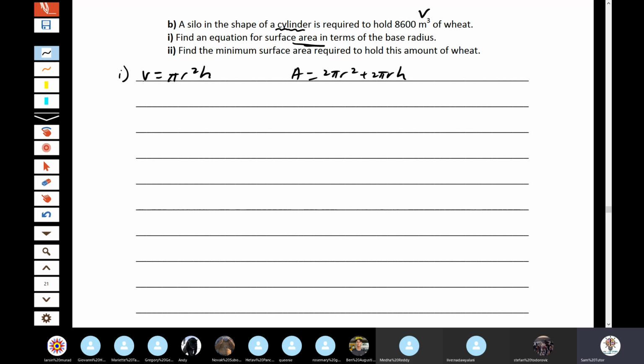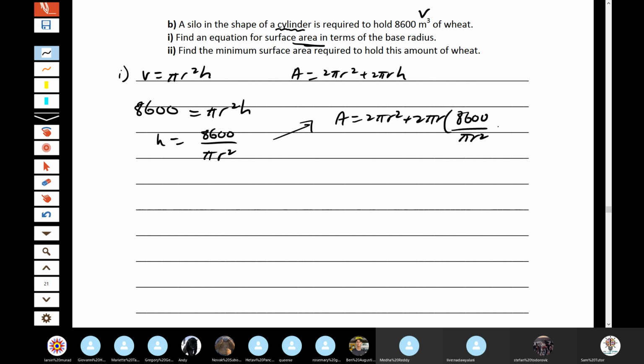Everything should work out the same way. So here we go. Volume. Volume is 8600 equals pi r squared h. See, 2 letters only, 2 unknowns. Make h the subject. Sub in h into there. A equals 2 pi r squared plus 2 pi r h.